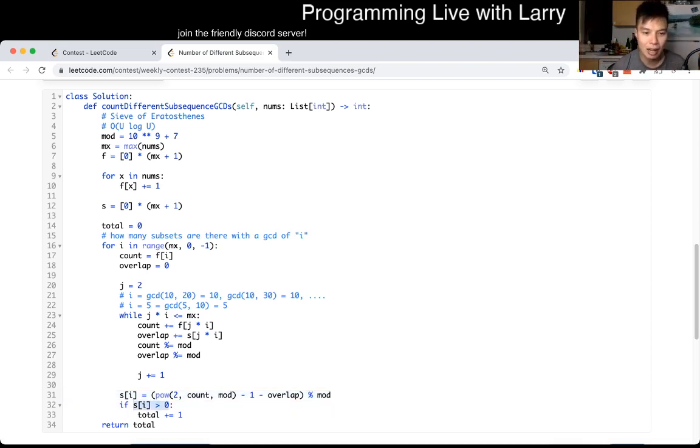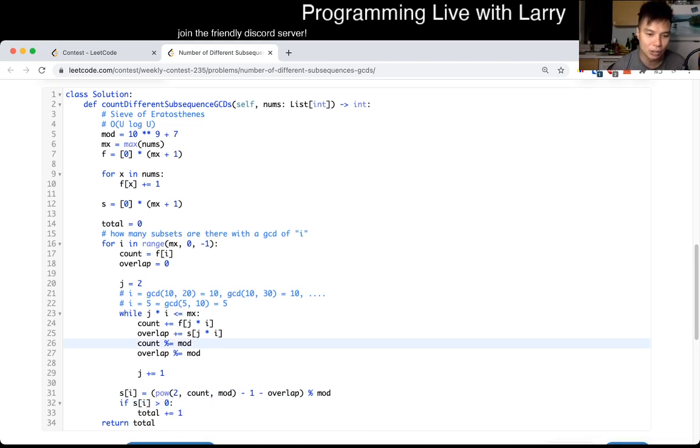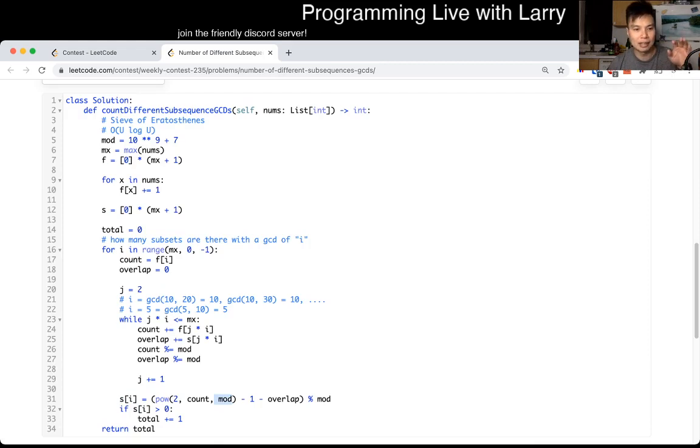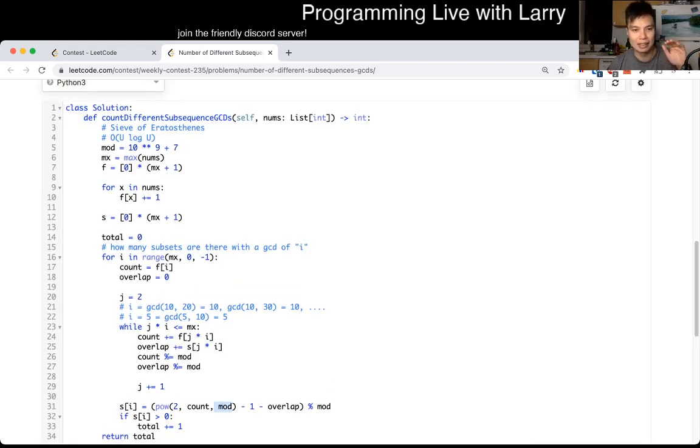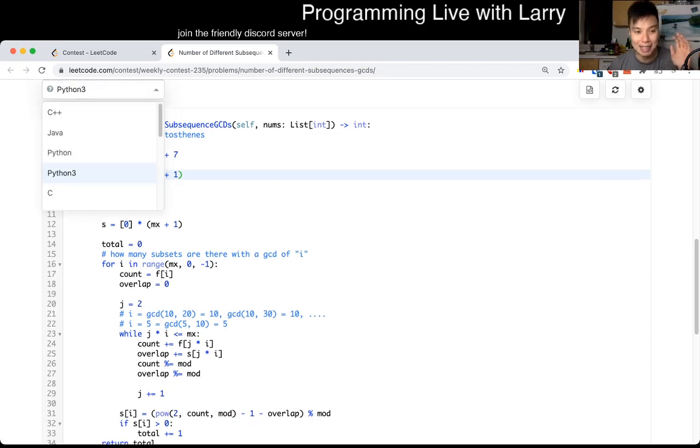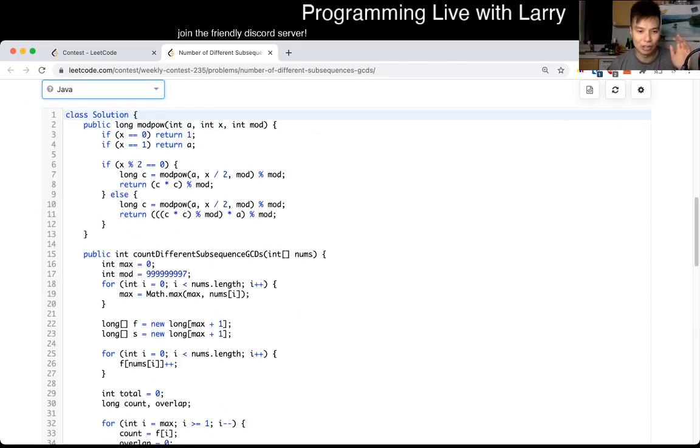So yeah, you need this mod to kind of speed it up, and this is what I have for Python. This is going to be n log n and O of n space, or O of u space maybe, because u is the maximum number that's in the list. And for my Java friends, I did submit this problem in Java, so check it out here.